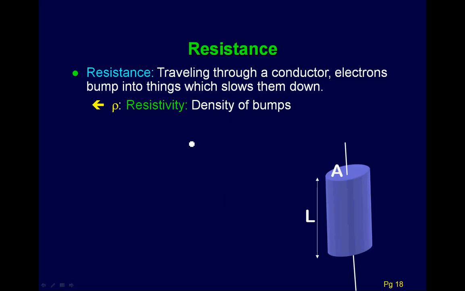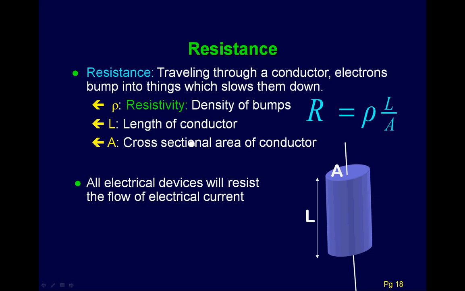All right, so dealing with the resistors, which we've been talking about. Wires are resistors. Any electrical device will resist the flow of current, and our equation for that is right here. So the resistance equals these things.